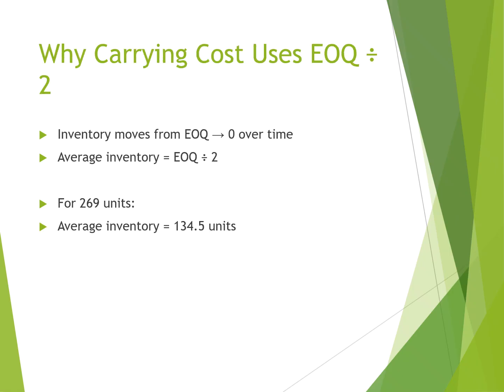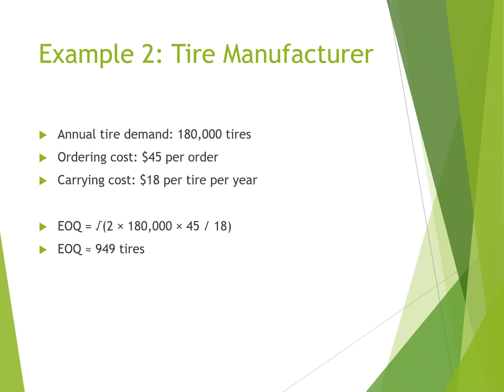A very common mistake is thinking that carrying cost is based on annual demand. This is incorrect. Inventory does not stay constant. After ordering, inventory starts at the EOQ amount and slowly drops to 0. Because of this, the average inventory is EOQ divided by 2. For 269 units, the average inventory is about 134 units.